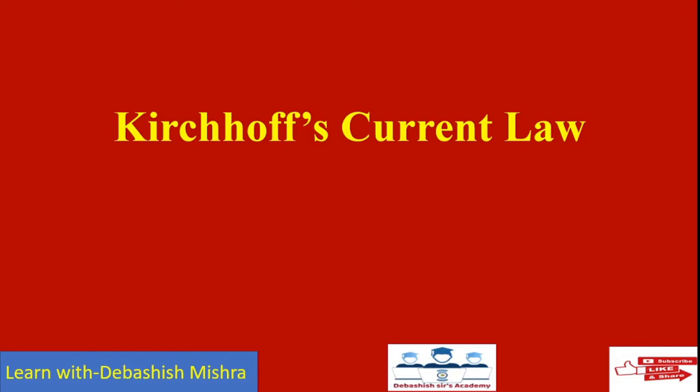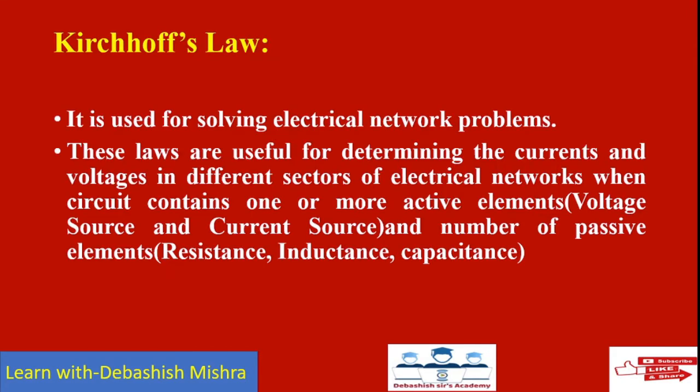Today we will discuss Kirchhoff's current law. Before going to Kirchhoff's current law, we should know what Kirchhoff's law is. Kirchhoff's law is used for solving electrical network problems, and these laws are useful for determining the currents and voltages in different sections of electrical networks when the circuit contains one or more active elements, that is voltage source and current source, and a number of passive elements, that is resistance, inductance and capacitance.